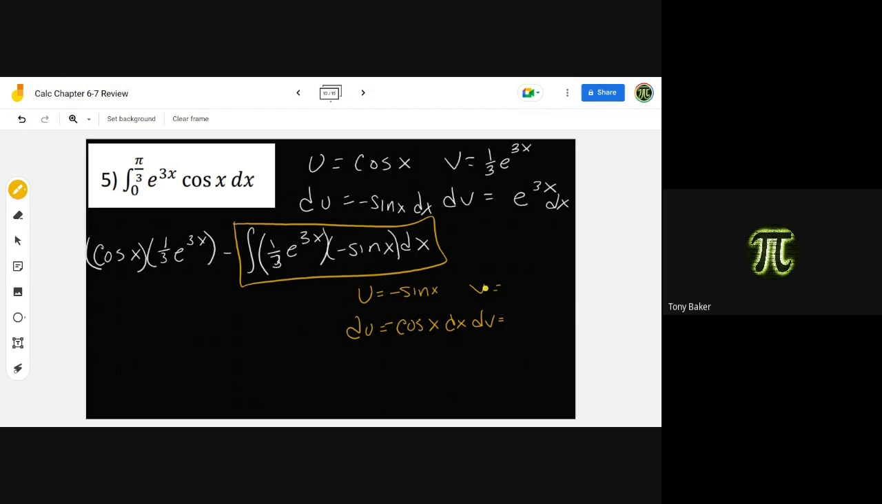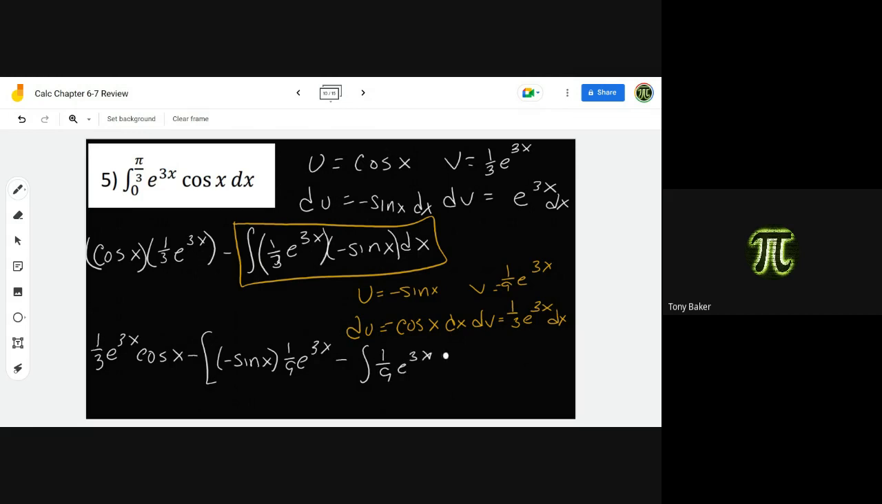And for this one, you could have actually pulled out your 1/3 if you wanted to. It's not going to make that big of a difference. This just ends up being 1/9 e to the 3x. So we now have 1/3 e to the 3x cosine x minus negative sine x times 1/9 e to the 3x, minus the integral of 1/9 e to the 3x times negative cosine x dx.